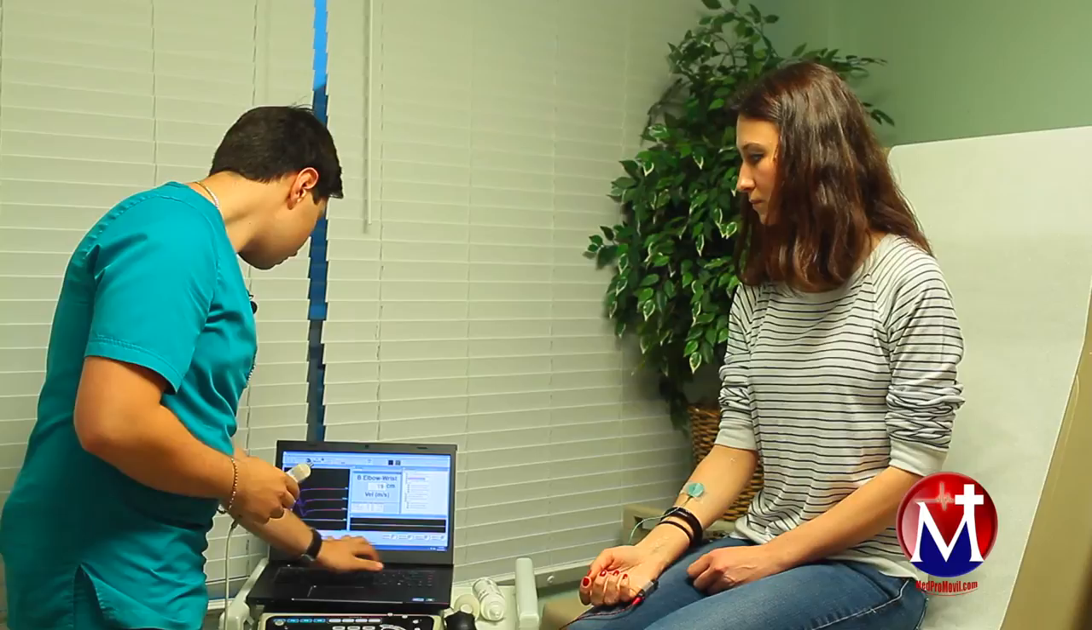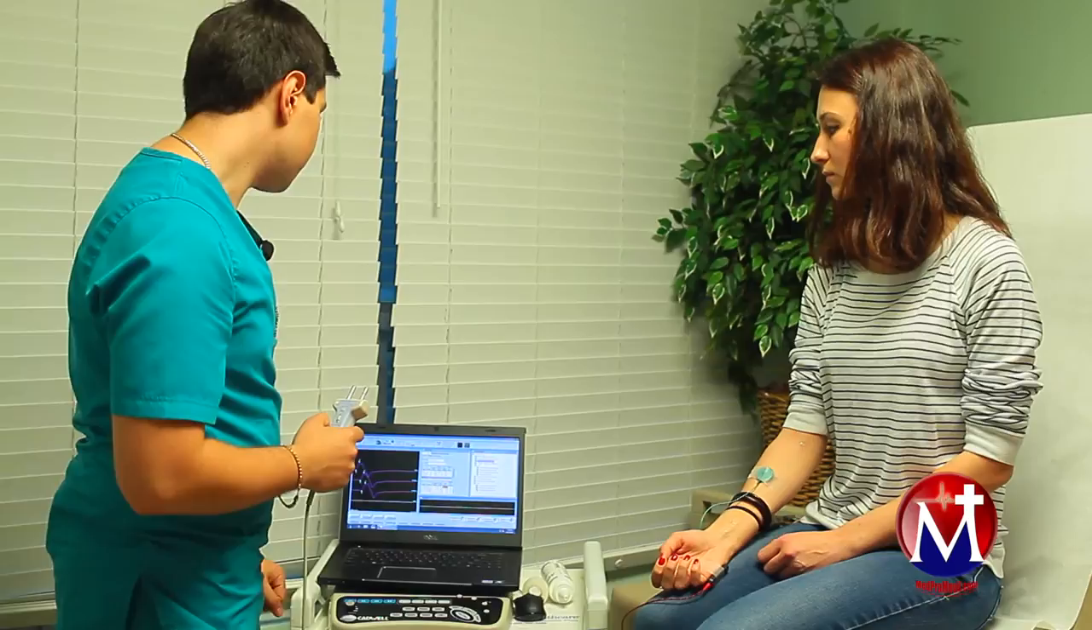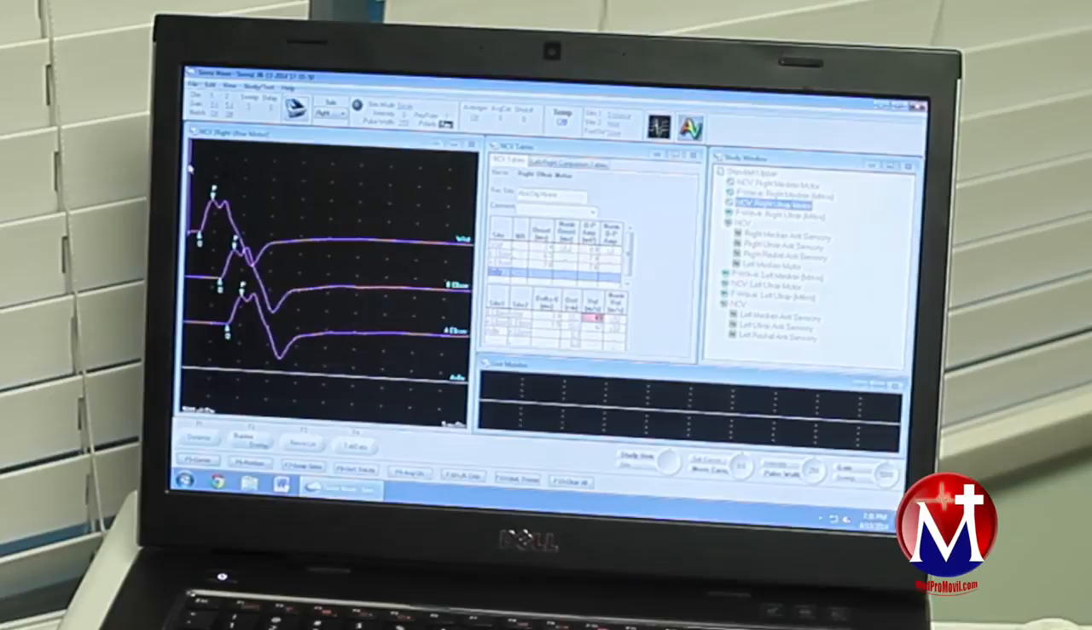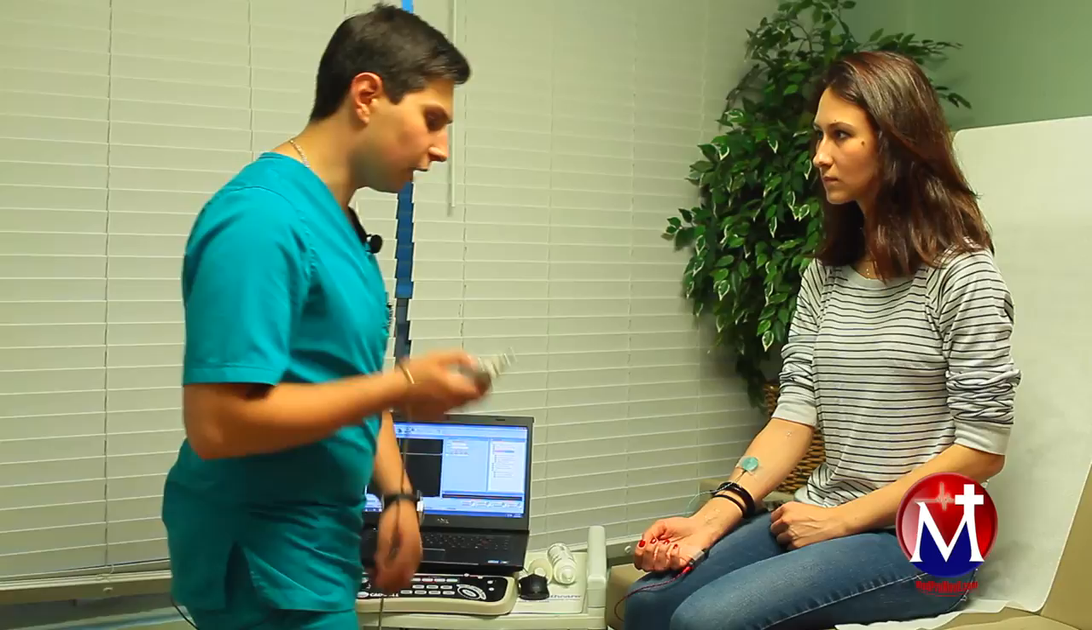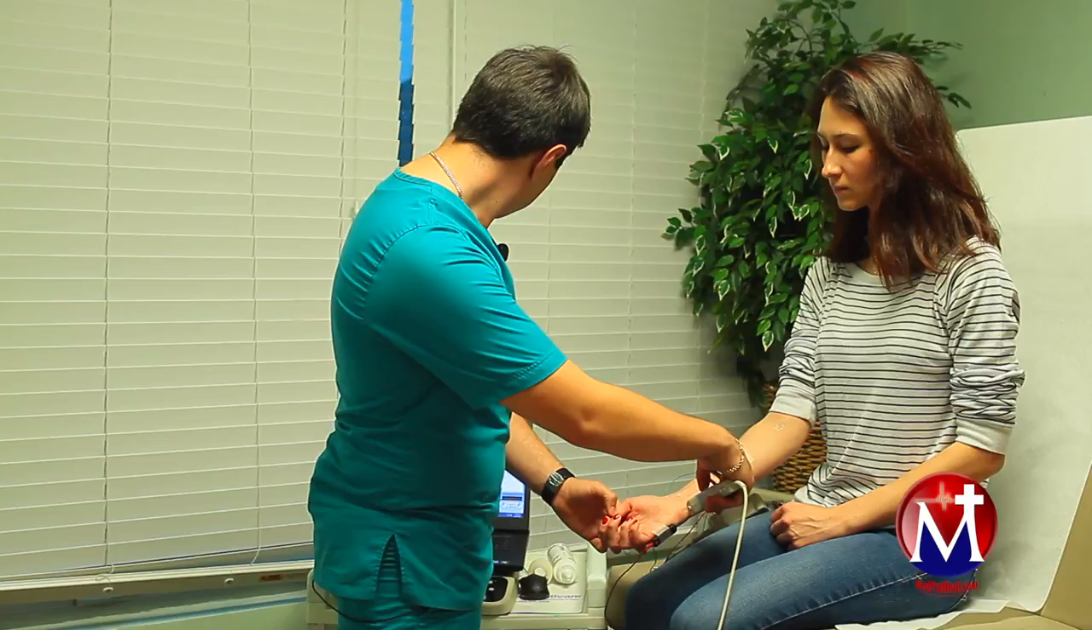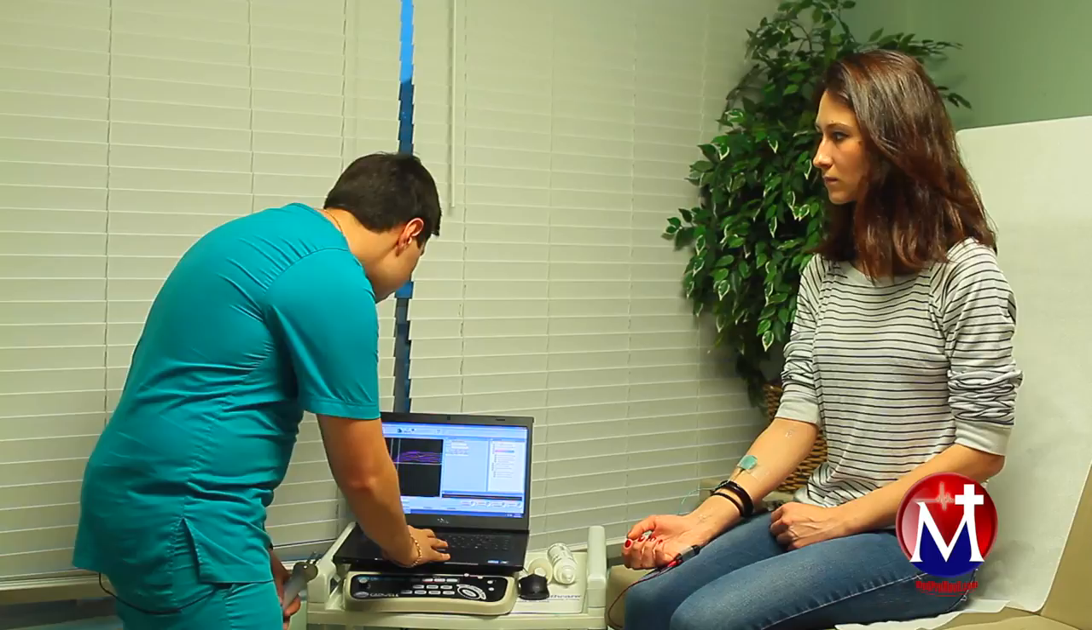We have normal latency, amplitude, and conduction velocity. We have the reading of this next nerve, ulnar motor. We have normal latency of the wrist, below elbow and above elbow, normal amplitudes, and conduction velocity. Now we're going to check the ulnar motor F waves. Okay, we also have normal latencies.